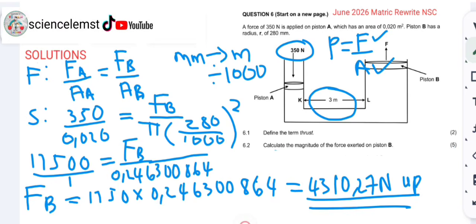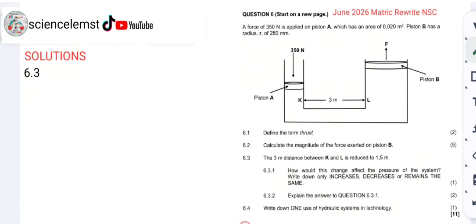I hope that was clear to understand. 6.3. The 3-meter distance between K and L is reduced to 1.5. So this is no longer 3 meter, but now it is 1.5. How will this change affect the pressure of the system? Write down only increases, decreases, or remain the same. So the answer in this situation is going to be remain the same.